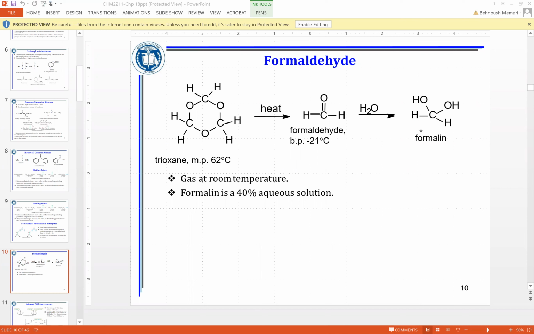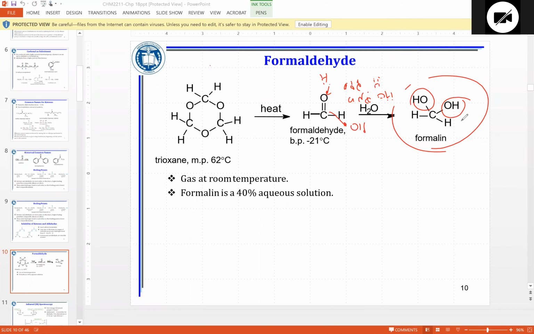When water is added to a CO double bond, like any other hydration or addition of water, it adds as an H and then OH. So you add H, add OH. The H obviously you would add to the oxygen, right? And the OH will add to the carbon. So you end up with a 2 OH, or diol, and it's known as the formalin preservative agent.